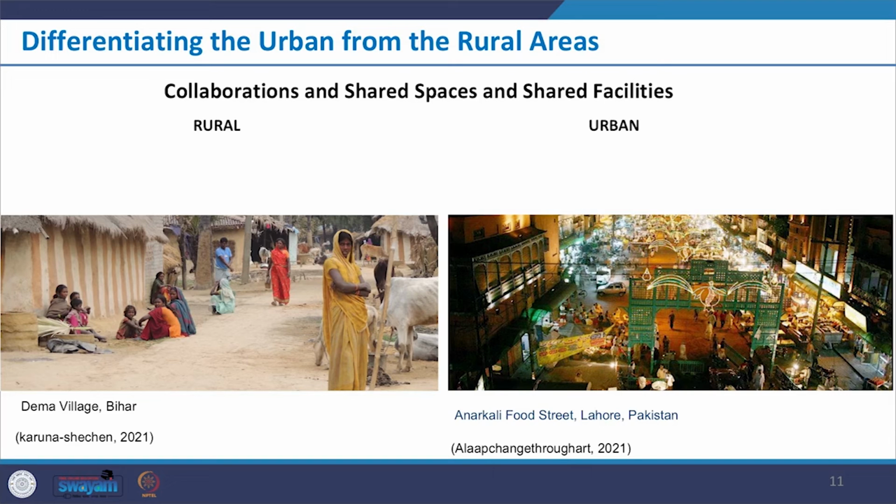Likewise, we also see that in the urban areas, people use a lot of collective places. They share facilities like transportation, schools, colleges, recreational spaces, whereas in the rural areas, these places might be lesser in number and probably less of sharing happens there.